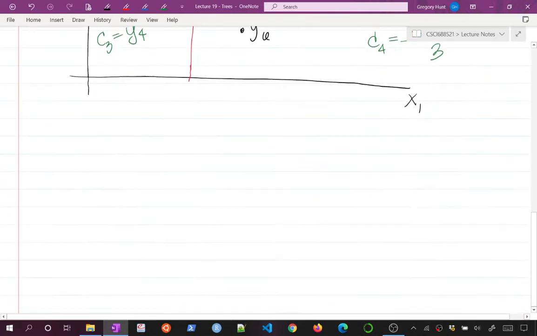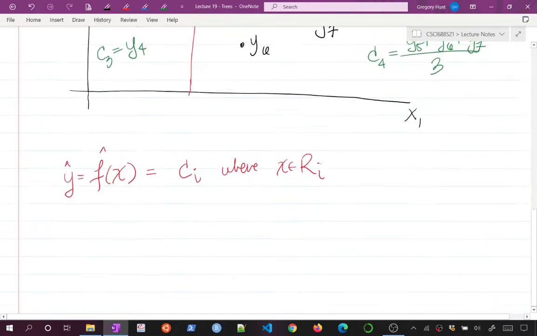So I could write this out mathematically. I could say that y hat, which is f hat of x, so for some x, I'm going to build up my f hat to predict some y hat. And what is this going to be? It's just going to be a constant value, some c sub i, where x is in the rectangle Ri. So that's one way you can write this thing out.